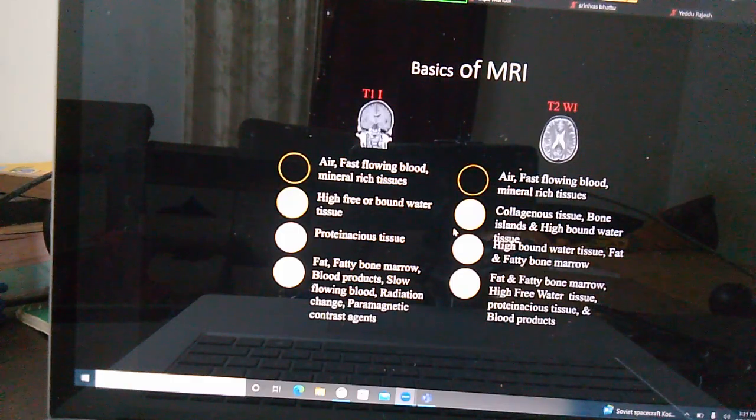And on T1 and T2 weighted images, you see a completely whitish picture mainly with fatty bone marrow, blood products, slow flowing blood, radiation change, or paramagnetic contrast agents. They all appear bright because of the paramagnetic contrast. That's why in T1 we give contrast agent to study specifically. And free water tissue like CSF shows brightly in T2 weighted images. So we need to remember this combination in order to understand the pictures.